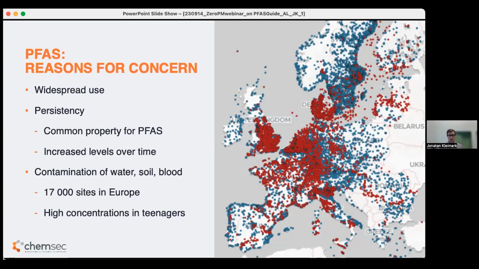The Forever Pollution Project, which I've borrowed the map from on this picture, identified 17,000 sites where they have contamination of PFAS in Europe. And the Human Biomonitoring project within the EU measured the PFAS concentrations in blood, and I think they tested teenagers from 12 different countries, and in all except one, the average was higher than the EFSA safe level concentration. So there is a really big concern about these chemicals and how prevalent they are in nature and in our bodies.